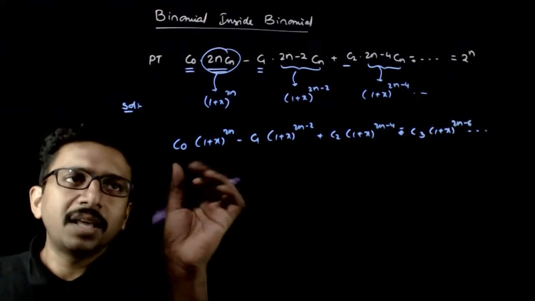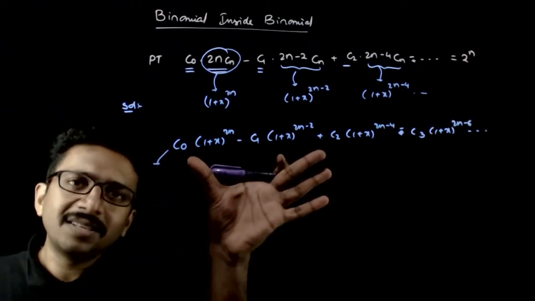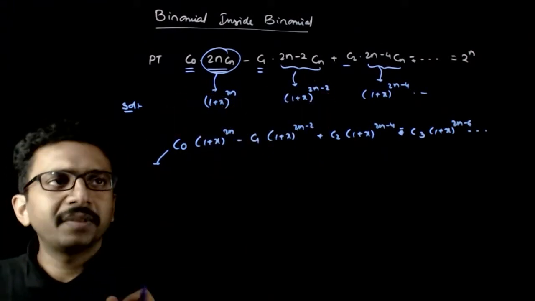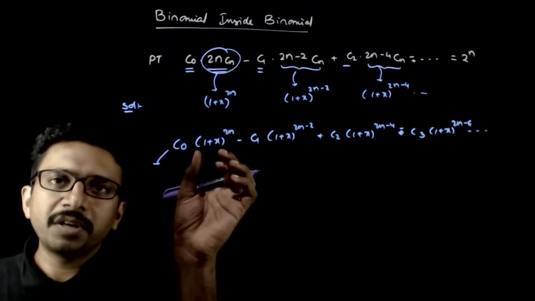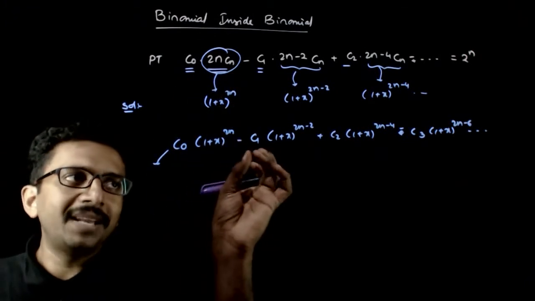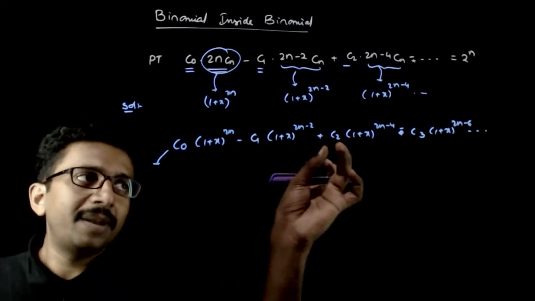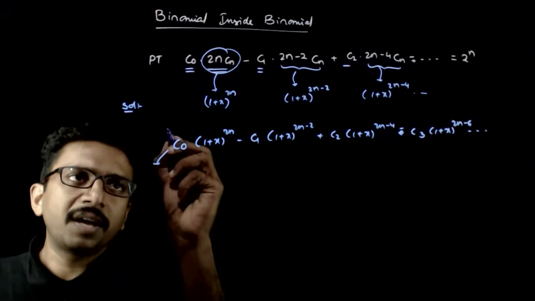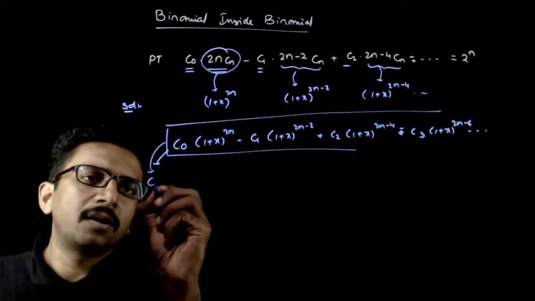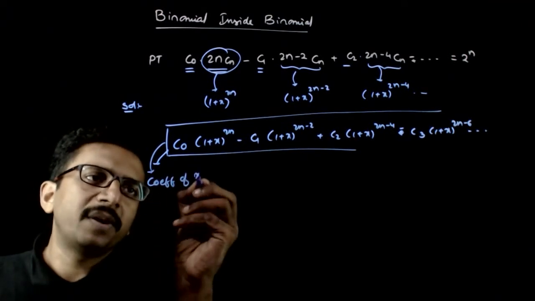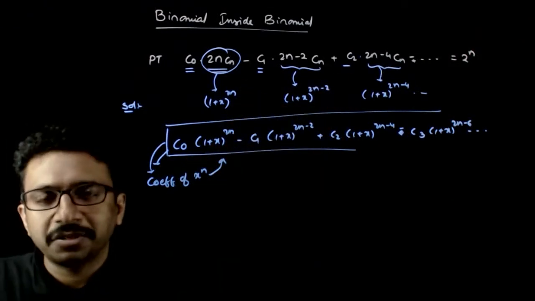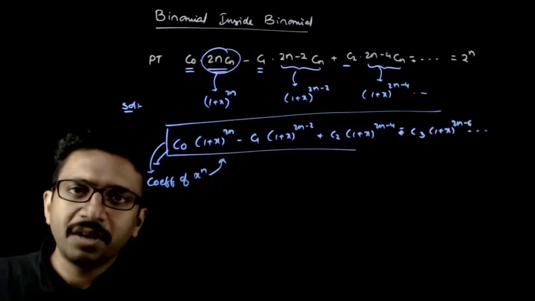If you find the coefficient of x power n in this expansion, that will give you my given expression, because 2n Cn is the coefficient of x power n in this, into C0. So you get the first term, minus C1 into the x power n coefficient, plus C2 into the x power n coefficient, and so on. So if you can find the coefficient of x power n in this expansion, you get the required expression. But how do you get the coefficient of x power n here?